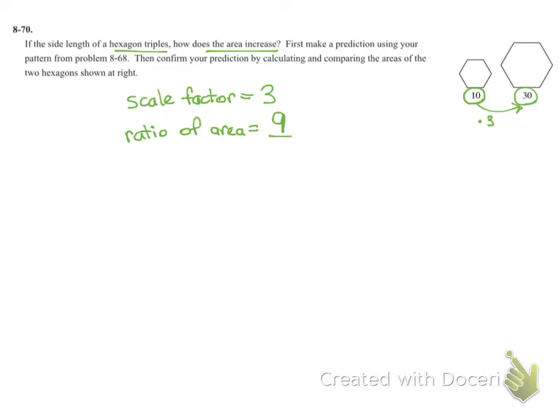Okay, so hopefully you got that the ratio of the areas would be 9. Because if I take my scale factor and I square it, I get the ratio of the areas.